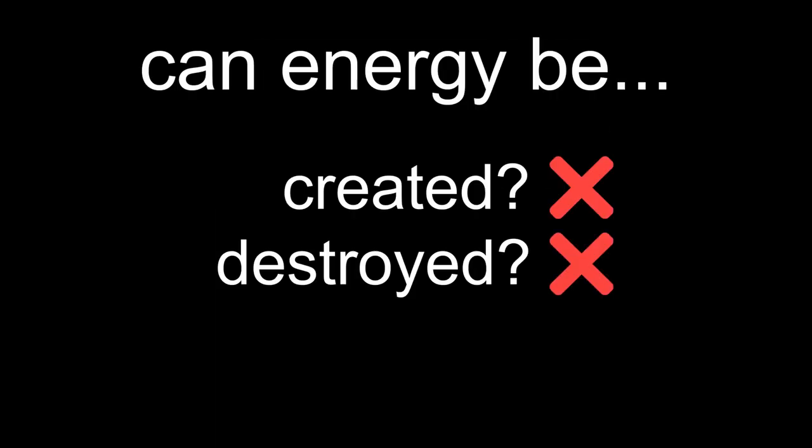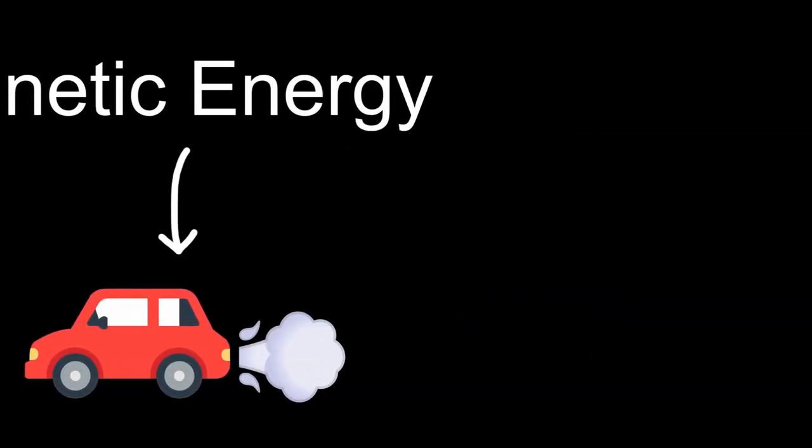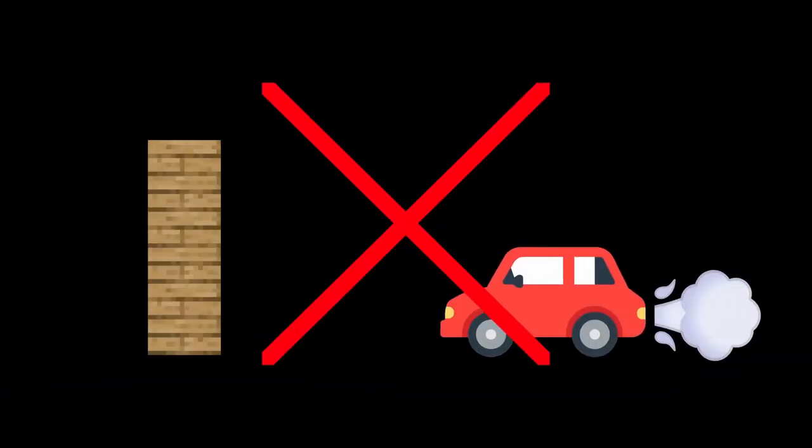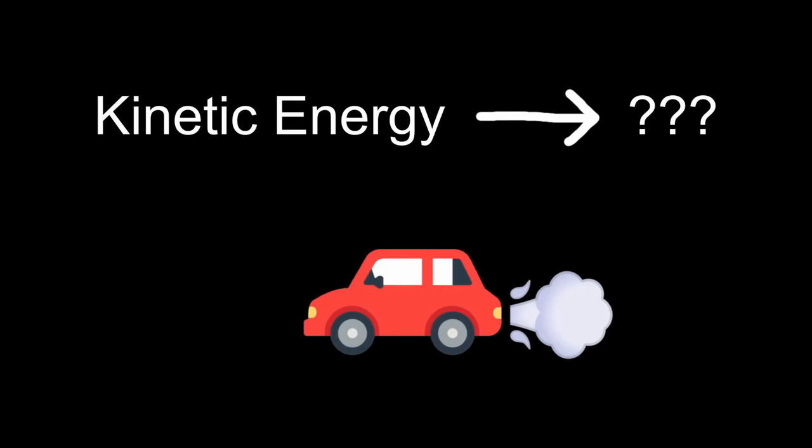The key thing to remember about energy is that it cannot be created or destroyed, only converted, AKA the conservation of energy. Okay, but a car that's moving has kinetic energy. When the car stops, assuming the car doesn't smash into a wall, where does that energy go?